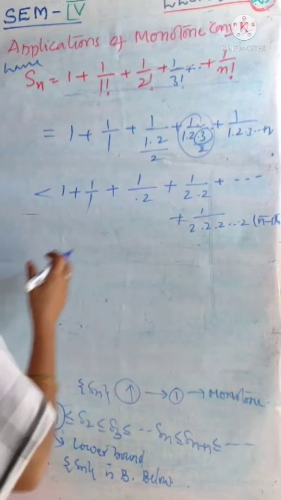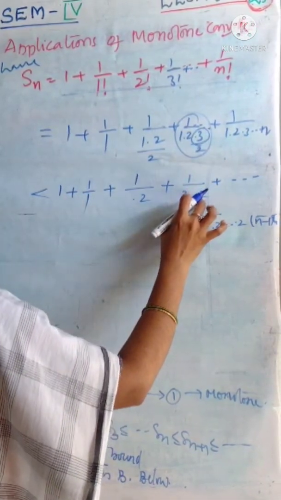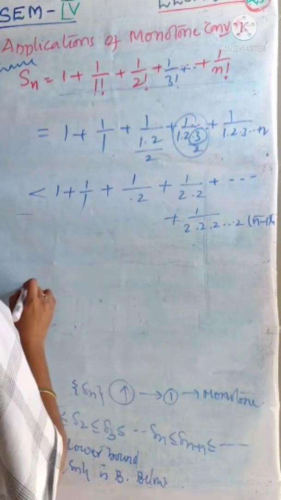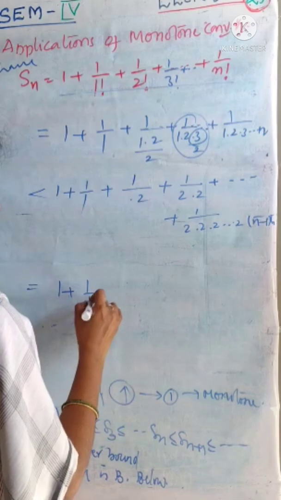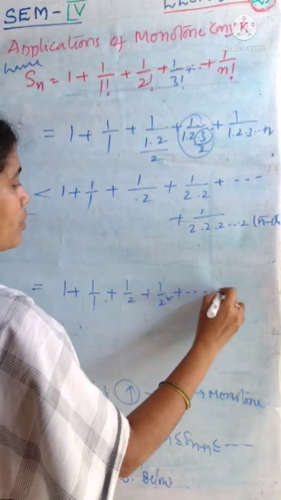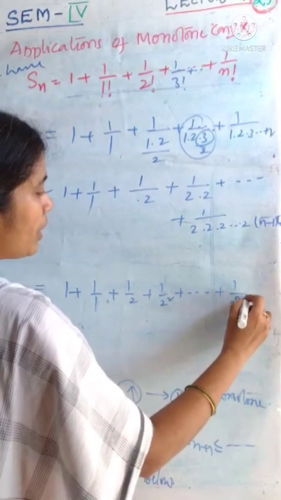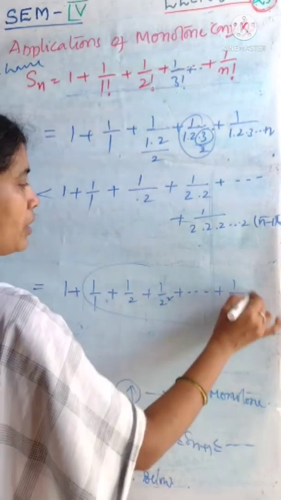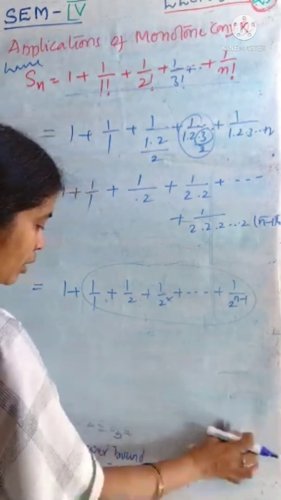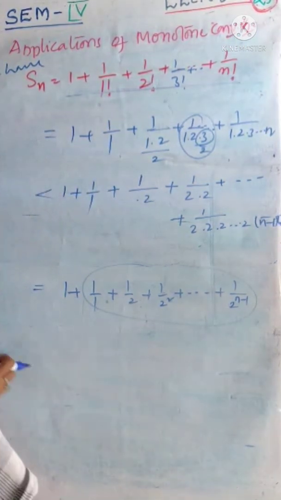Which is equal to 1 plus 1 by 1 plus 1 by 2 plus 1 by 2 square plus and so on 1 by 2 power n minus 1, which is a geometric series.